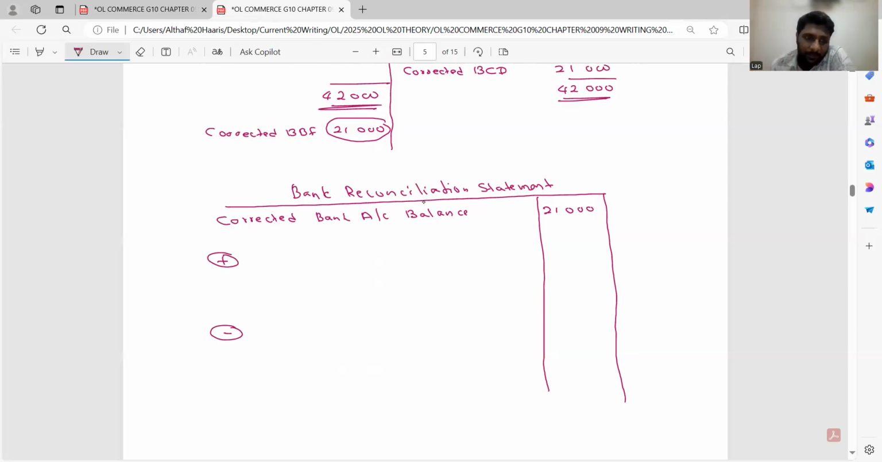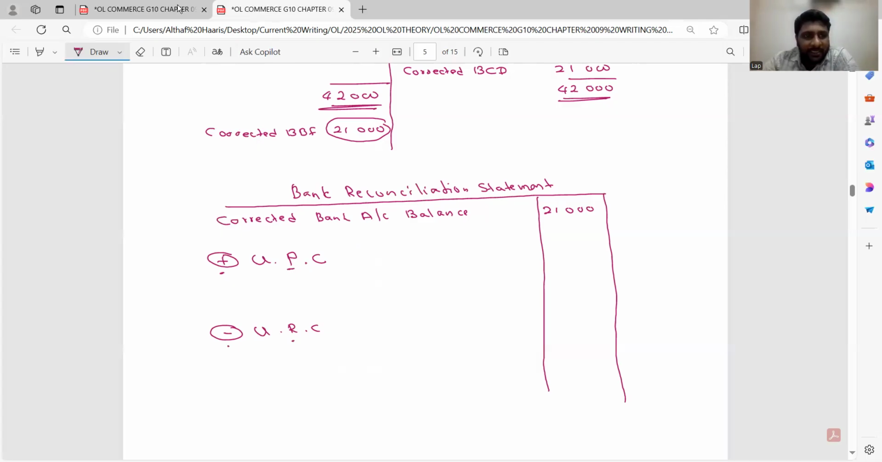Add the unpresented checks. Deduct the unrealized checks. How to remember this? Very simple. Remember P as plus. Shortcut trick: R is reduction. Add the unpresented checks, minus the unrealized checks. Remember P for plus, R for reduction.